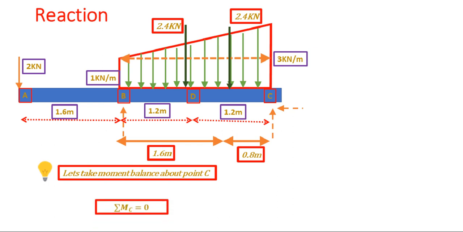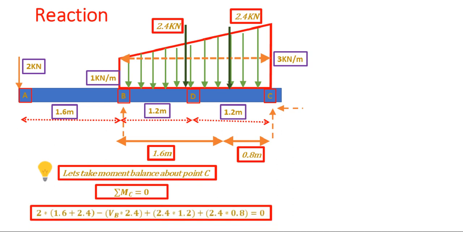Okay, so when you do a moment balance about point C, you can assign any clockwise or anti-clockwise moment to be positive or negative, because in the end we are going to get the same answer. Okay, so I'm starting and I'm taking anti-clockwise moment as positive. So this 2 kilonewton, the load acting on point A, will give an anti-clockwise moment, which is at a distance of 1.6 plus 2.4. Similarly, our VB, wait, let me mark these things.